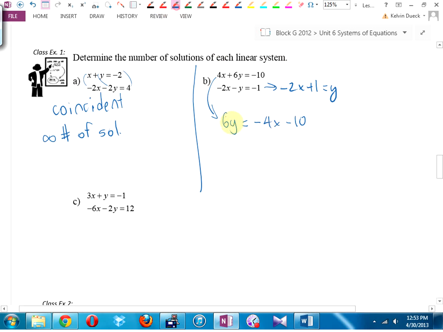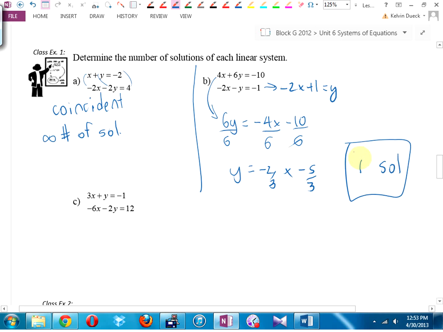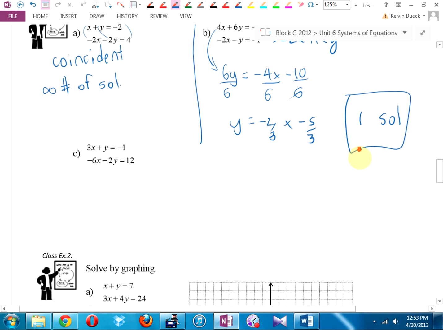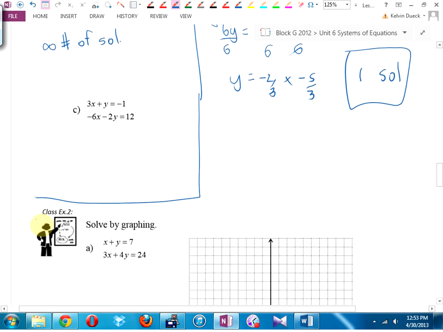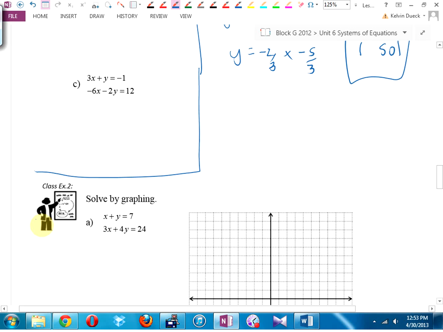I'll walk you through it. Divide by 6, divide by 6, divide by 6. Y equals negative 2/3 x minus, divide by 2, 5 over 3. You know what? One solution. Those guys cross. I don't know where. I'm telling you they cross. C.